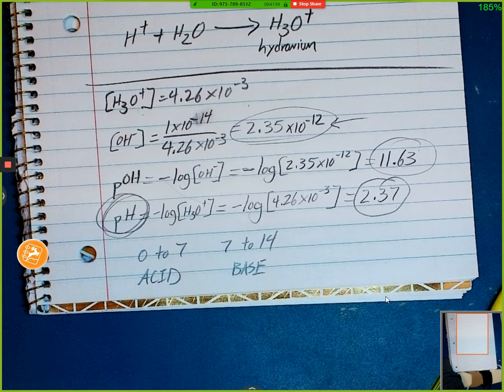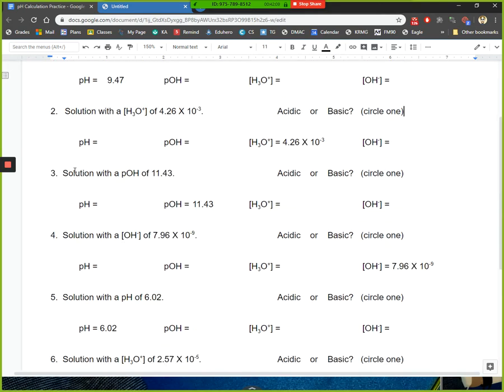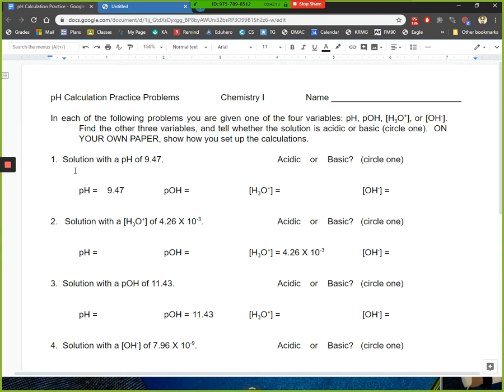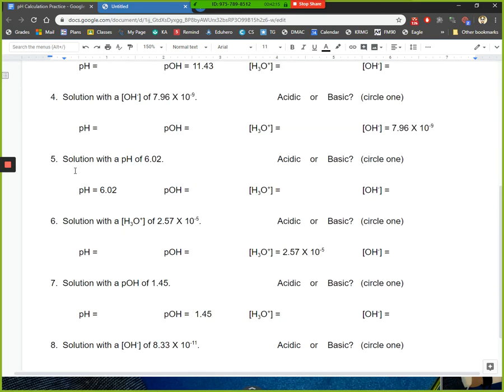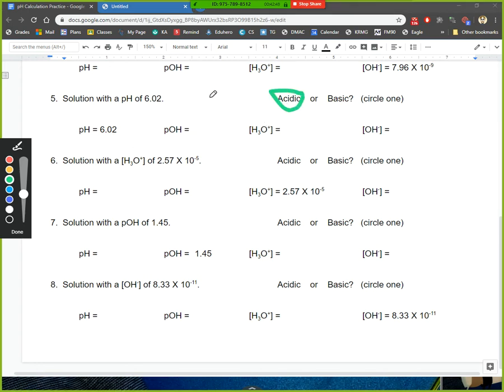Let's pull the paper back up here. We just worked number 2. Number 5, she says. Number 5 it is. Okay. So looking at number 5, we have a solution with a pH of 6.02. Now, we can go ahead and answer if it's acidic or basic. If the pH is 6, what does that tell us? It's an acid. Very good. Okay. So you could circle acidic right there.